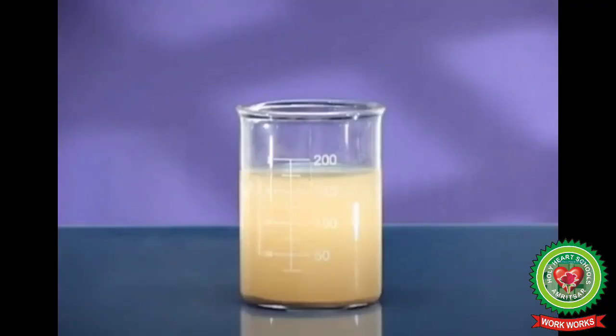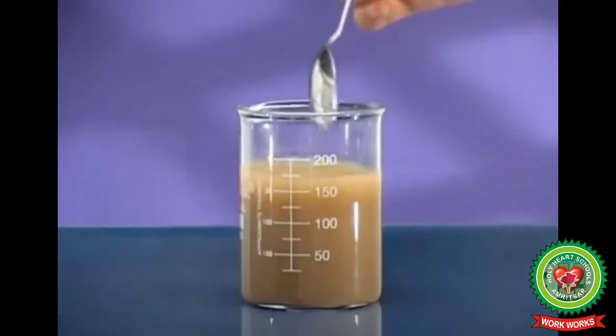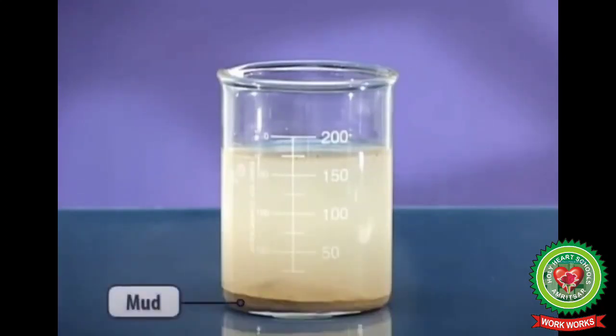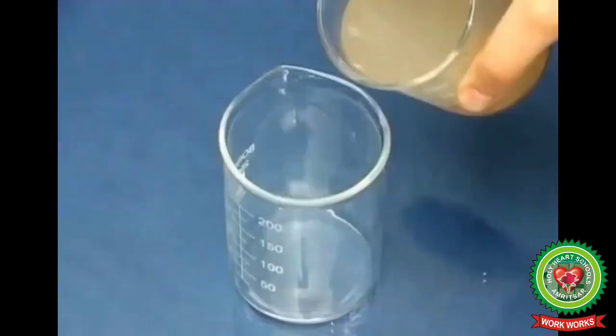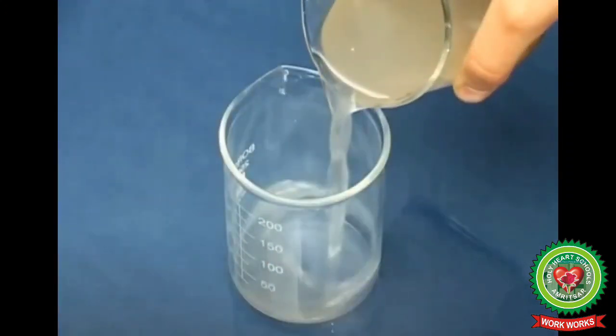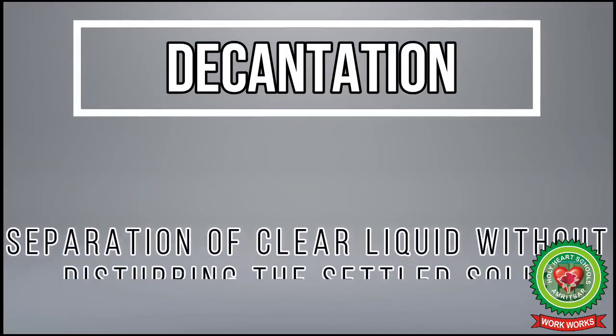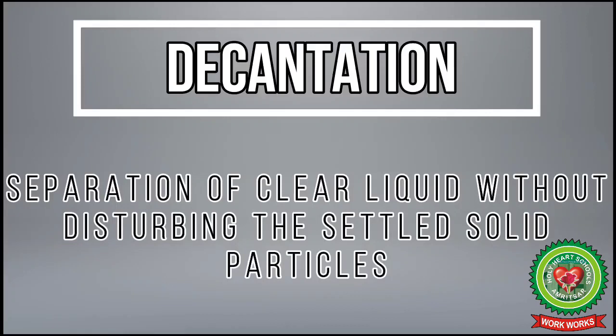Students, in this method, the mixture is taken in the beaker and heavier particles settle at the bottom of the beaker, and the liquid is transferred to another container without disturbing the solid mixture. The transfer of clear liquid from the container containing the mixture to another container is called decantation. Underline the word decantation and write down its definition. Separation of clear liquid without disturbing the settled solid particles.